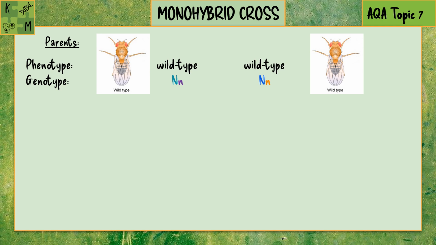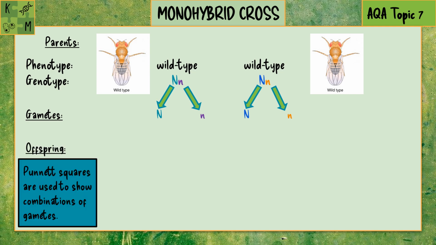So our next step is to show which alleles are in the gametes. So in the first parent, half of the gametes will carry the big N, the one that's teal coloured. The other half of the gametes will carry the lowercase purple n, the little n. In the second parent, half of the gametes will carry the blue big N, and the other half will carry the orange little n. And then we're going to draw out a Punnett square.